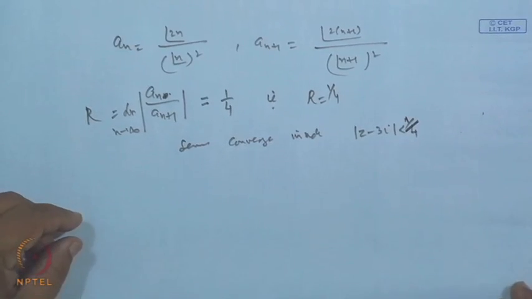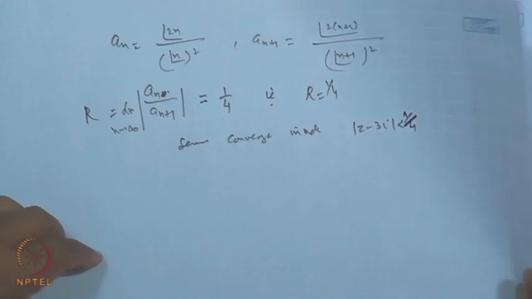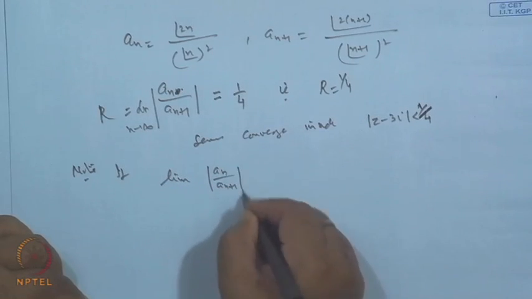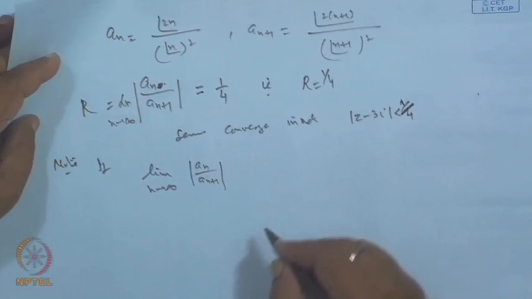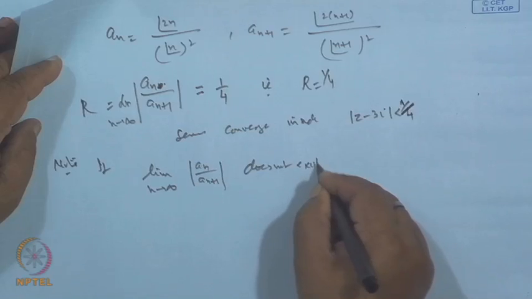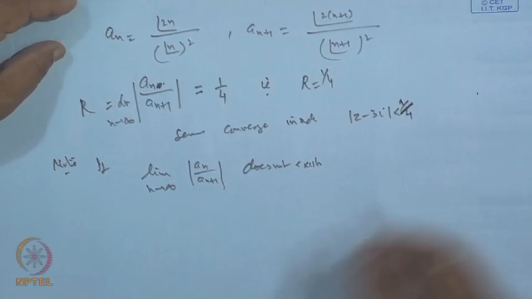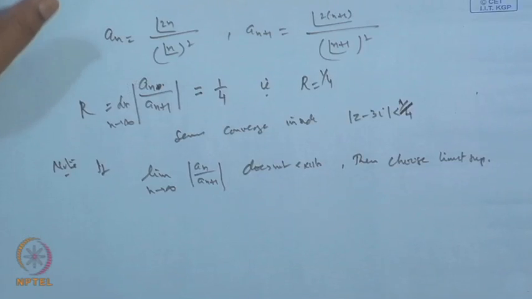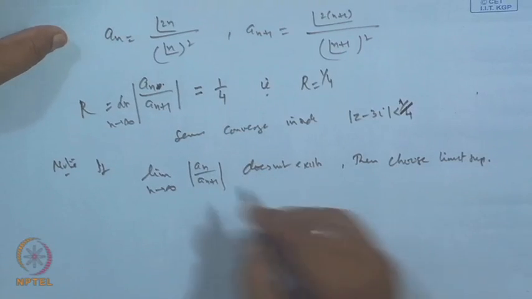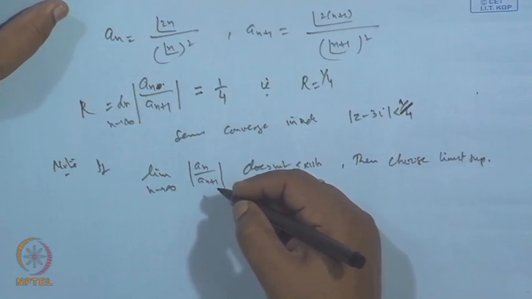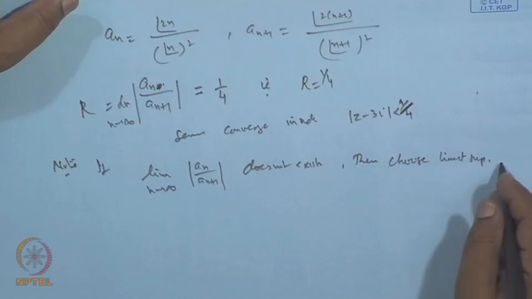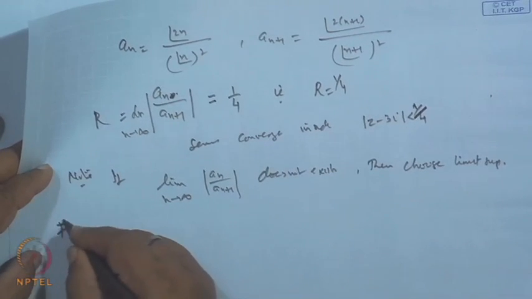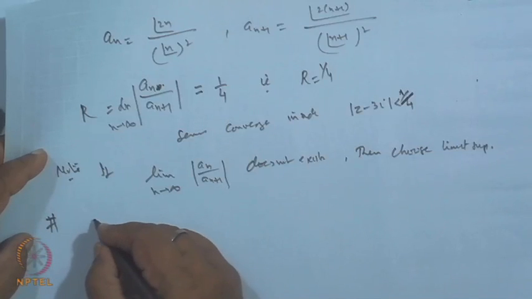Now, in case the limit does not exist, then we will choose the limit superior of this. Note, if the limit of mod a n over a n plus 1 as n tends to infinity does not exist, okay, then you find out the limit superior, then choose the limit superior of this. Okay. So, if that is a n plus 1 over a n, if the limit does not exist, then choose the upper part of it, okay, like this. Then choose the limit superior. Similarly, for the other case, the same result holds. Another result is for the ratio test, the nth root test.